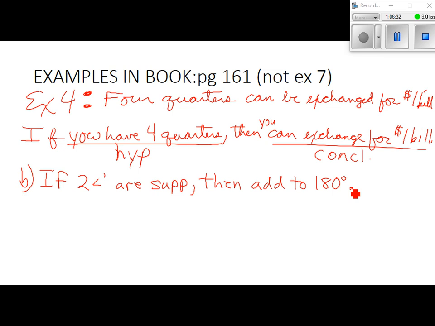I understand it's sort of difficult sometimes, but what you've got to do is just make it make sense. What's the hypothesis this time? Hannah, what's the hypothesis? They are supplementary. So that's the hypothesis. Keith, what's the conclusion? Looking up here. You don't need to look down there. Conclusion is the part with the then, right? So what's the part with the then? Add to 180. That's the conclusion.